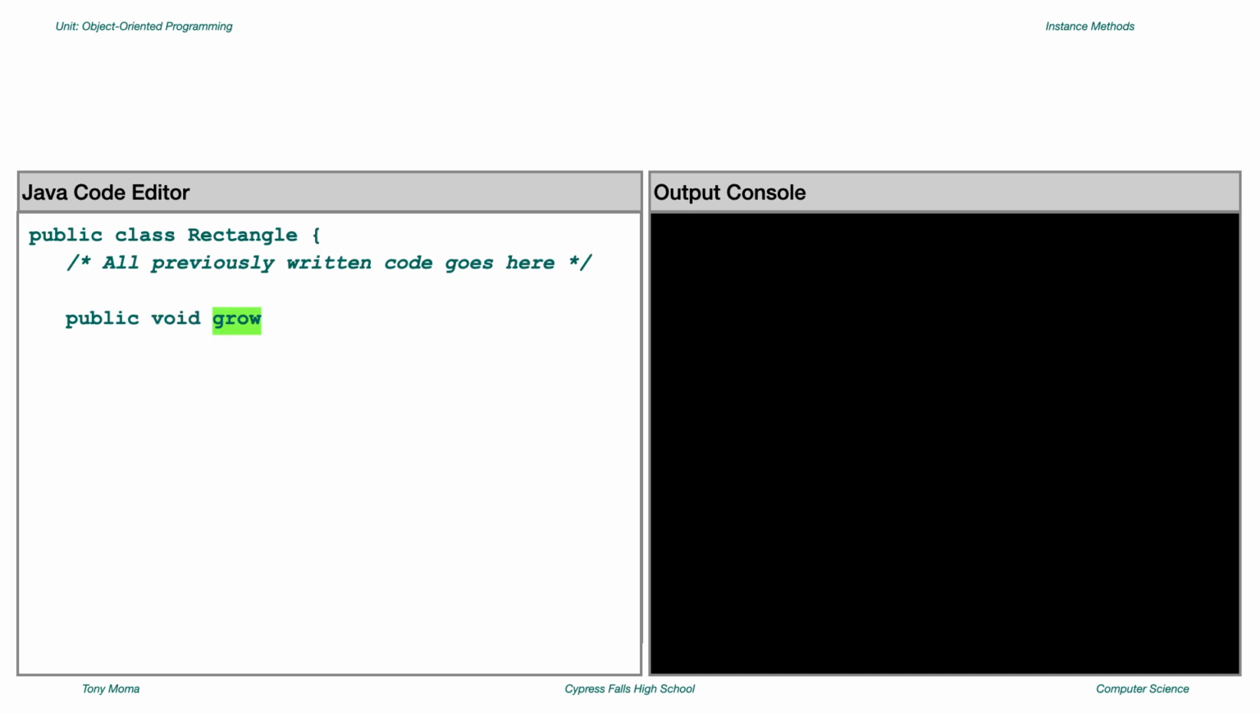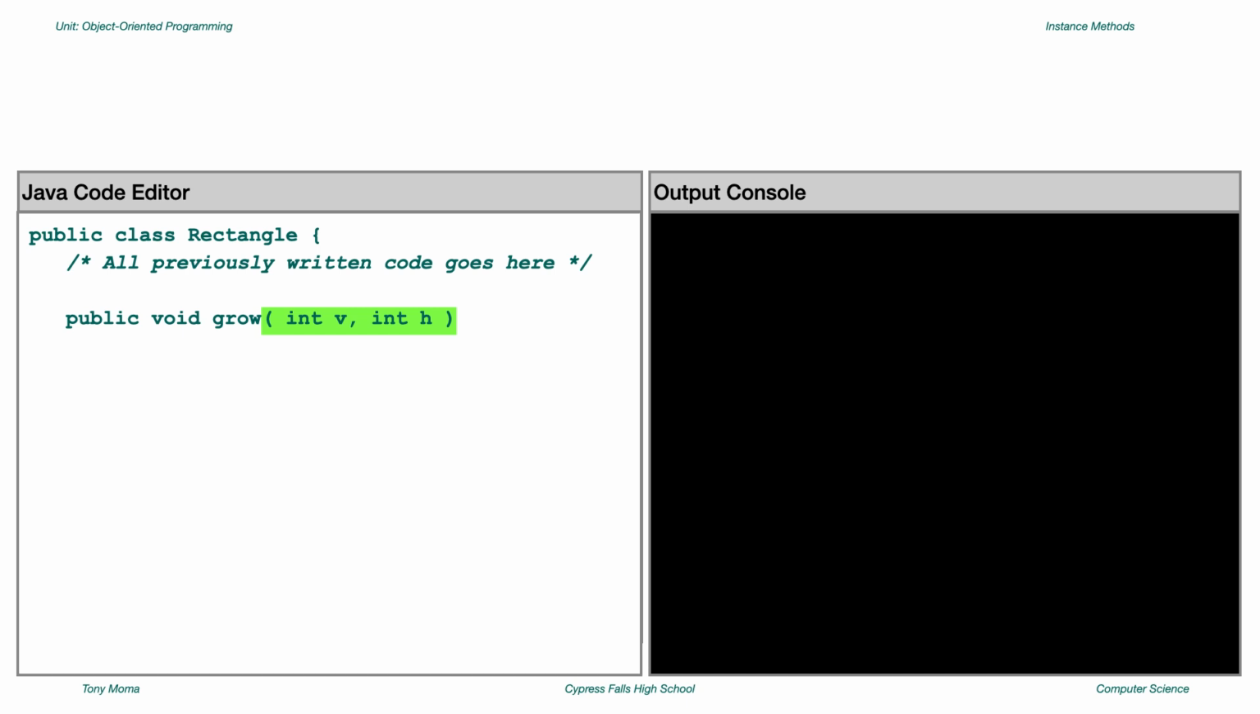Then for the name, we'll simply call it grow because that's what it's doing. It's growing the rectangle. Then for the parameters, since its job is to grow the rectangle both horizontally and vertically, we're going to need 2 parameters of type int. The first int will tell us how much we want the length to grow by, and the second parameter will tell us how much we want the width to grow by. And also take note that the reason I named the first integer v is because it represents the vertical increase, and the second parameter is named h because it represents the horizontal increase.